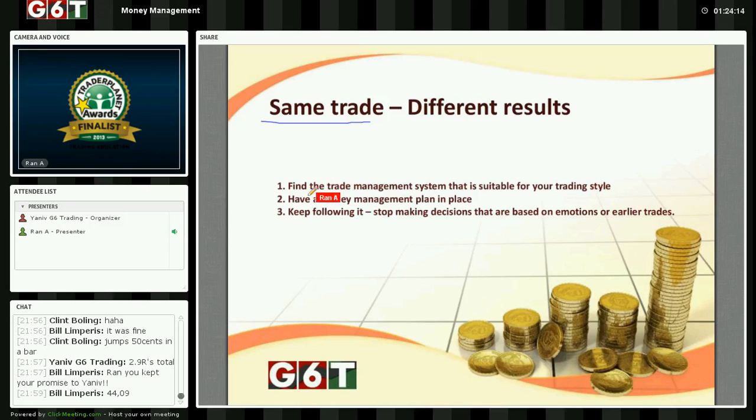But what you need to do is find the trade management system that is suitable for your trading style. I'm not talking about forex. Let's say we're talking equity market. If you're a scalper, don't use a 5-minute pivot, right?